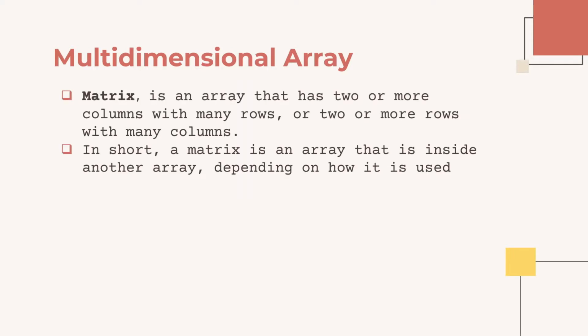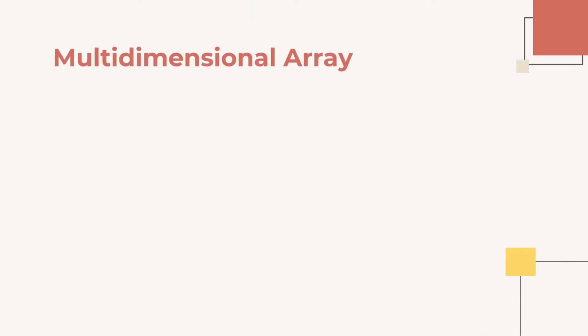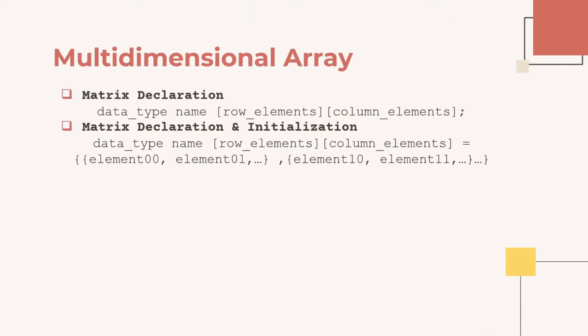The multidimensional array can be viewed as a matrix. A matrix is an array that has two or more columns with many rows, or two or more rows with many columns. In short, a matrix is an array that is inside another array, depending on how it is used. Okay, to declare a matrix, the syntax is data type, then the name of the matrix, then brackets for row elements and brackets for column elements.